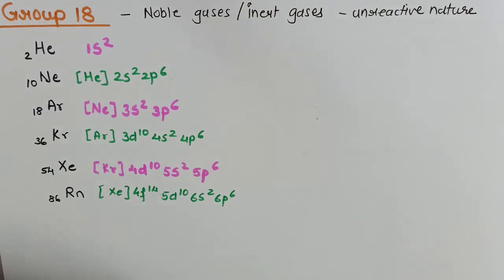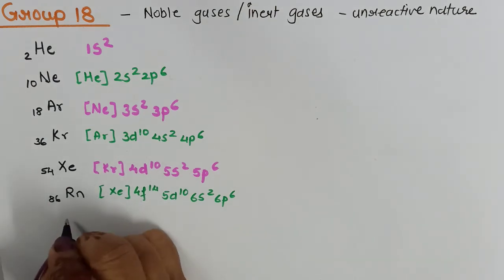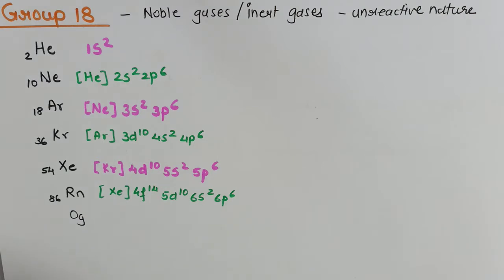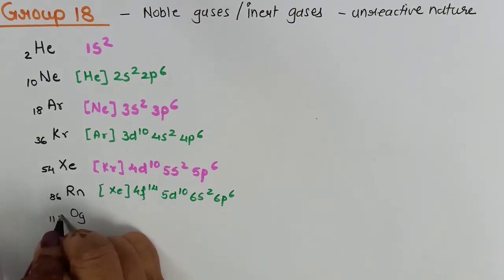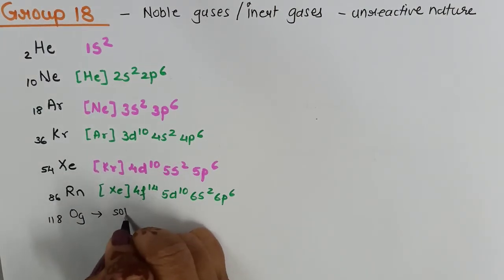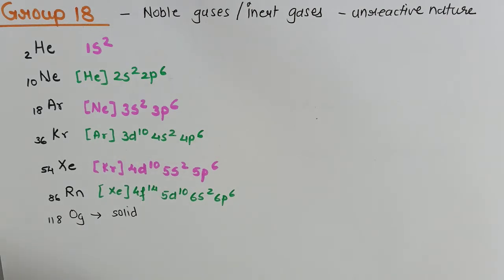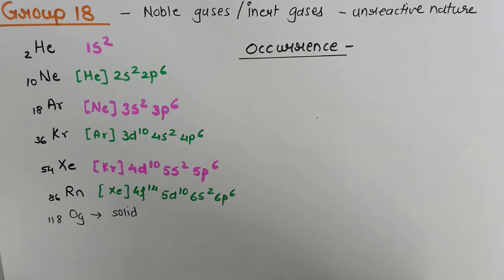But nowadays the term gases is not used for group 18 elements because a new element called oganesson has been discovered, which has atomic number 118 and it is solid in nature. And therefore nowadays we use the term noble elements rather than noble gases.